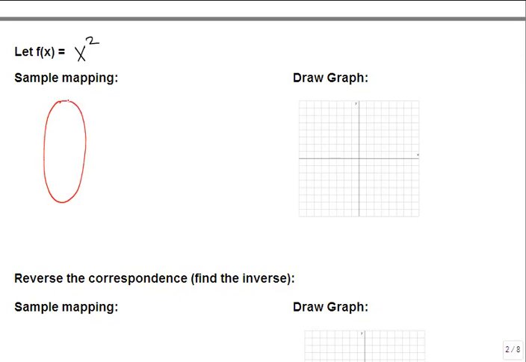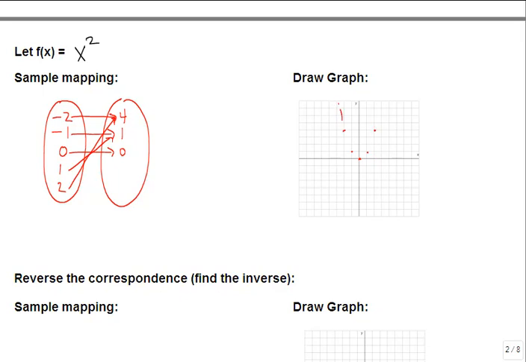So what we're going to do is just create a sample so that we can get a feel for what this would look like. For a sample mapping, it would be just like if you were making a table of values. I might choose my x's to be -2, -1, 0, 1, and 2, and then see where those plot to. This is the squaring function, so -2 squared becomes 4, -1 squared becomes 1, 0 squared becomes 0, 1 squared goes to 1, and I'm going to draw my arrow up, and 2 squared goes back to this 4 again.